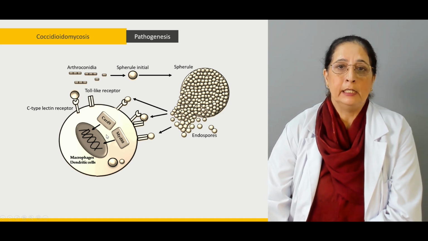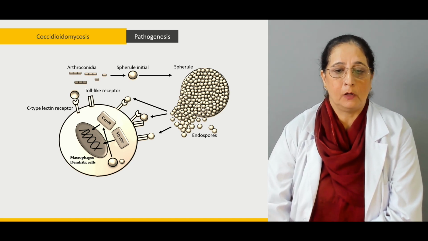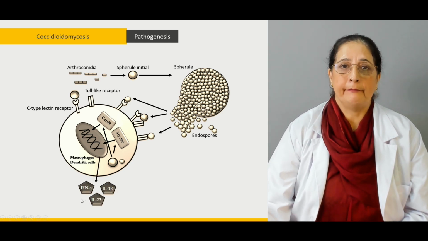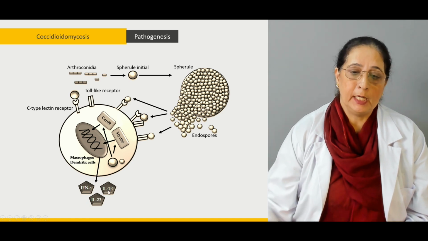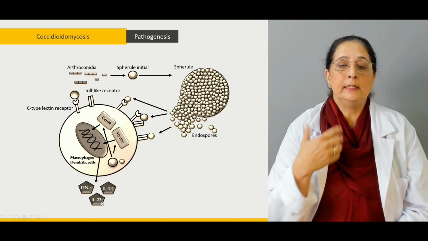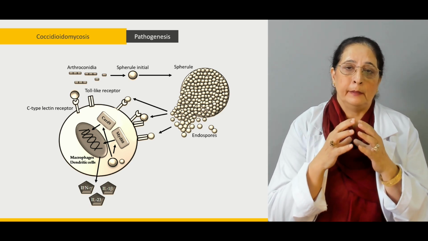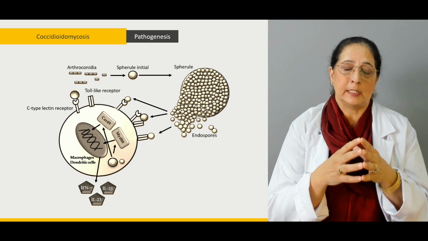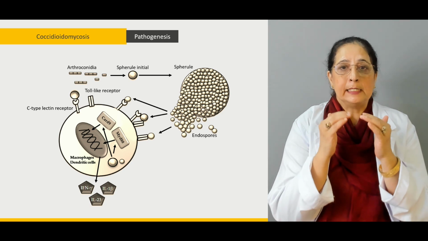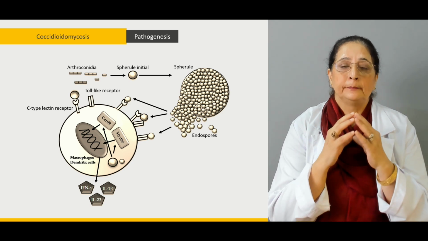These bring in genomic changes in the genome of the cells, and cause the production of factors like IFN gamma, interleukin 1B, and interleukin 23. All these are chemical mediators that help in the inflammatory process. So endospores, which are released from the spherules, attach to the receptors on the surface of the macrophages.